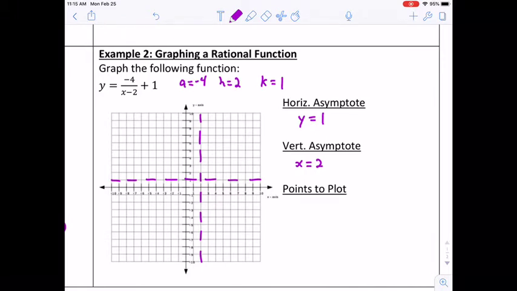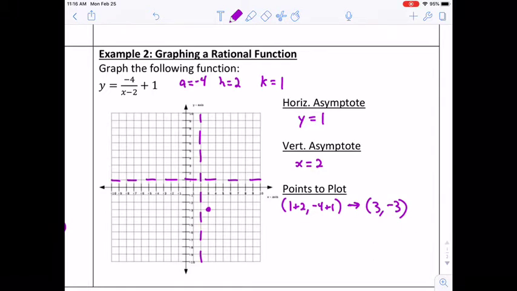All right, now the points to plot, we have 1 plus h, so 1 plus 2. And then our y coordinate is a plus k, which is -4 plus 1. Simplifying these, you get 3, -3. Go ahead and plot that point at 3, -3.